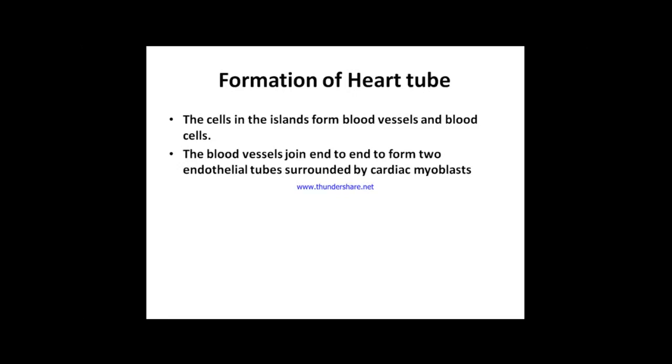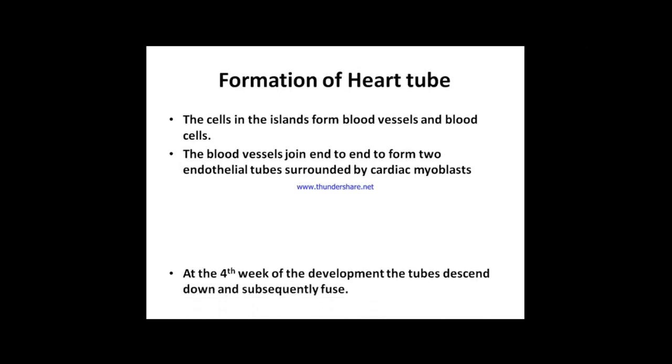Now this heart develops initially in the form of a tube, which is known as the heart tube. So how does this heart tube develop? The cells in the islands form blood vessels and blood cells. The blood vessels formed from the mesenchyme in the cardiogenic area first join end to end to form two endothelial tubes surrounded by cardiac myoblasts.